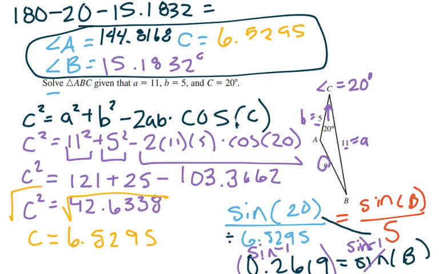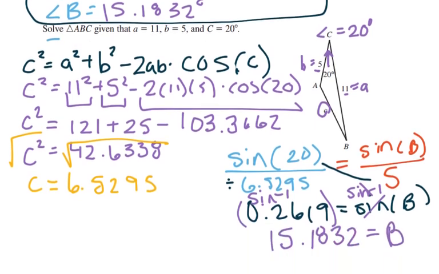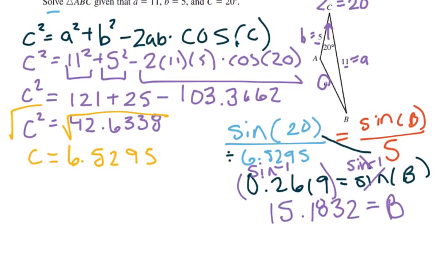So again, to get the missing side, we ended up using the law of cosines, but then potentially once you have used the law of cosines, you are most likely able to use law of sines as well.